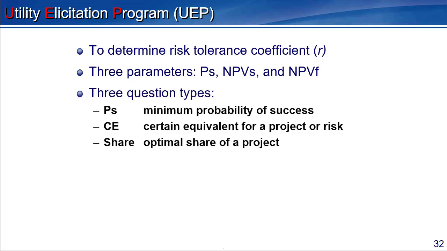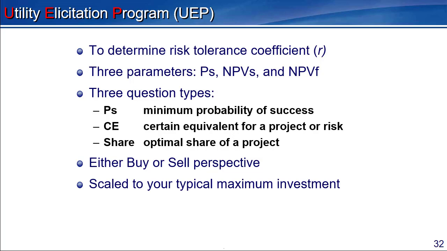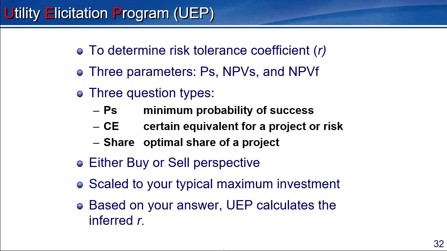There are 3 question types. PS, you judge the minimum probability of success to accept or retain a risk. CE, you judge the certain equivalent of a risk. Share, you judge the optimal share you want of a large, economically attractive project. Questions may be worded in either project buy or sell perspectives. The generated questions are random, but reasonably scaled to your maximum typical investment amount. We want the risk and outcome amounts to be significant to you. Based on your answer, UEP calculates an R. Next are examples of the 3 question types.